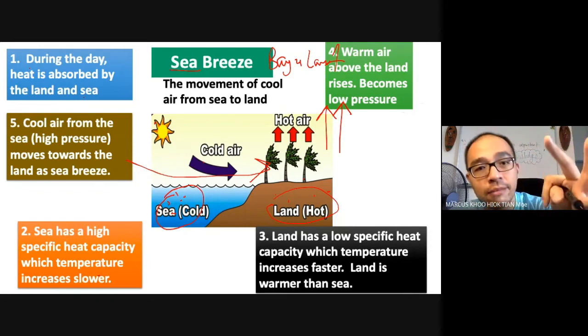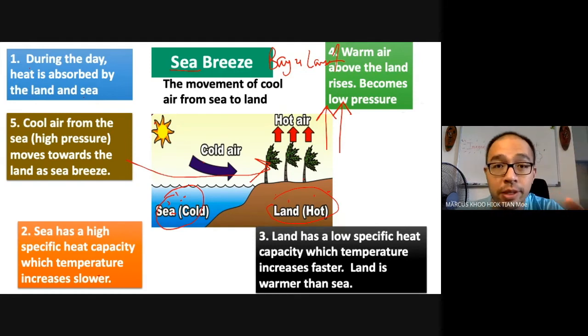Sea breeze and land breeze is probably the most important application of this, which a lot of people always fail to remember. But it's very easy to remember because if you've ever gone to the beach, you will know this. The only thing that now makes it a little bit difficult, technical, is step number 4, step number 5.